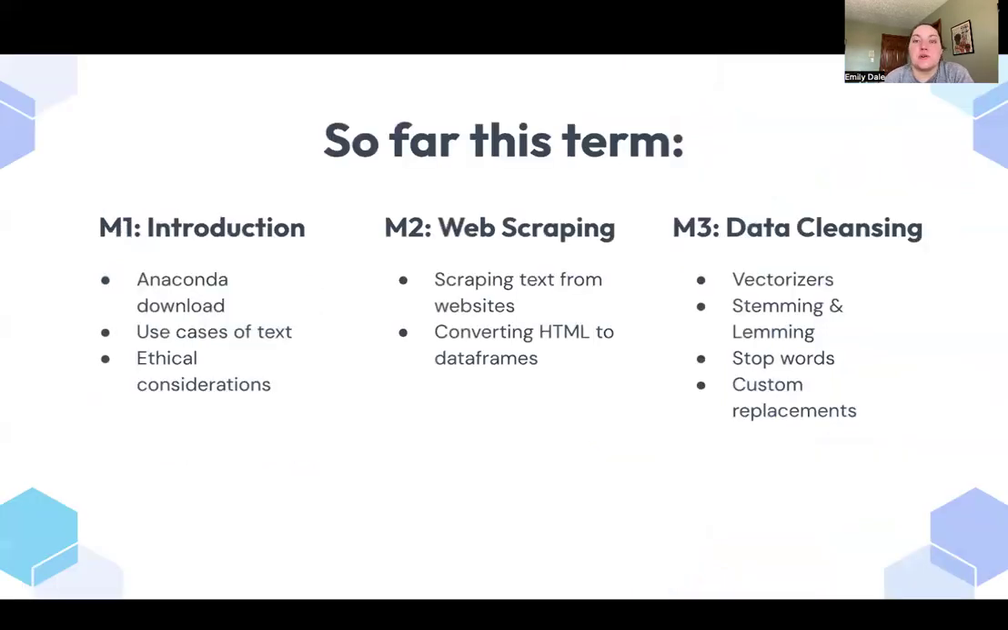So far this term, we've gone over kind of the introduction. So let's get our environment set up. What do we need to know about text? So getting to understand what kind of research problems can we solve with this? What kind of business problems? And then we started talking about ethical considerations.